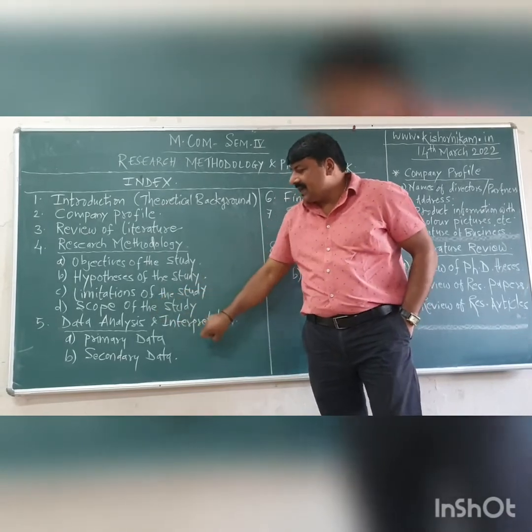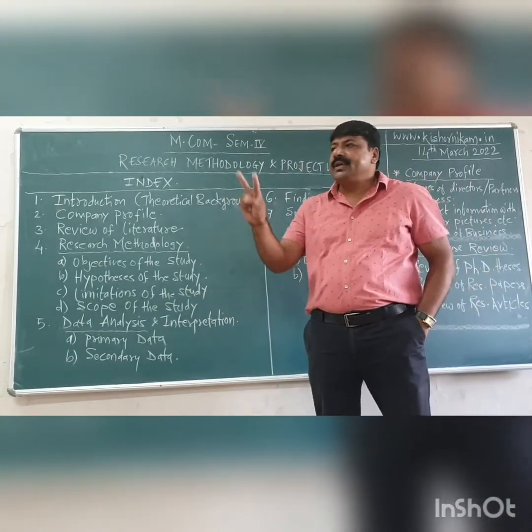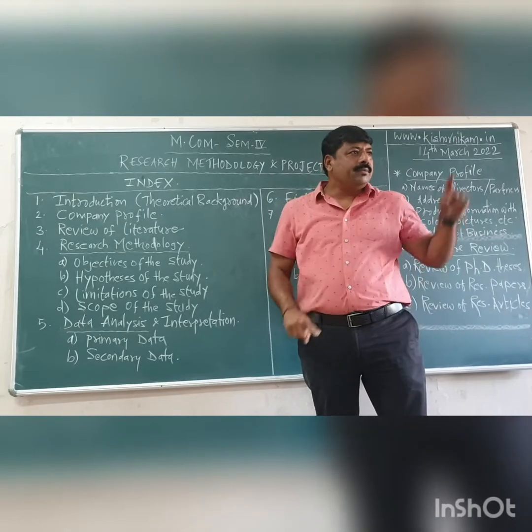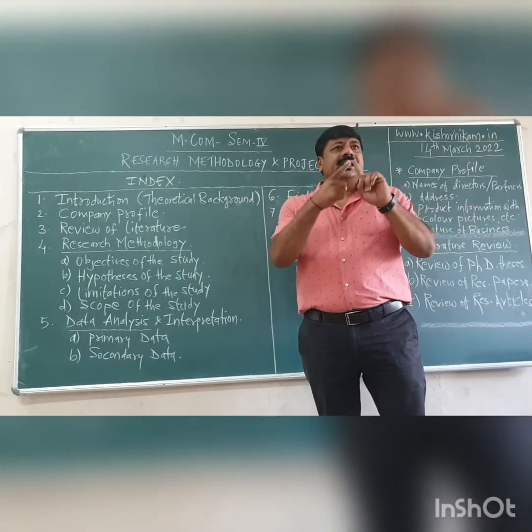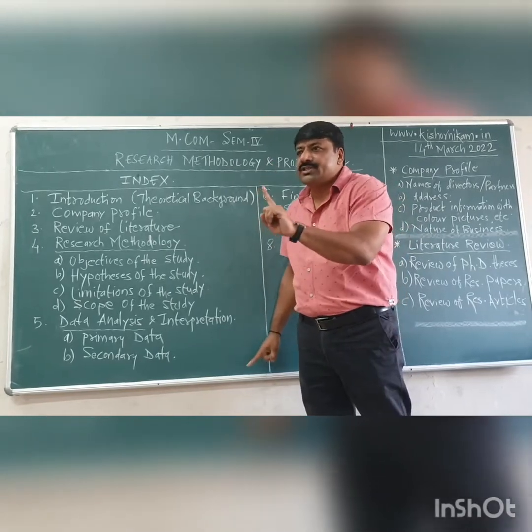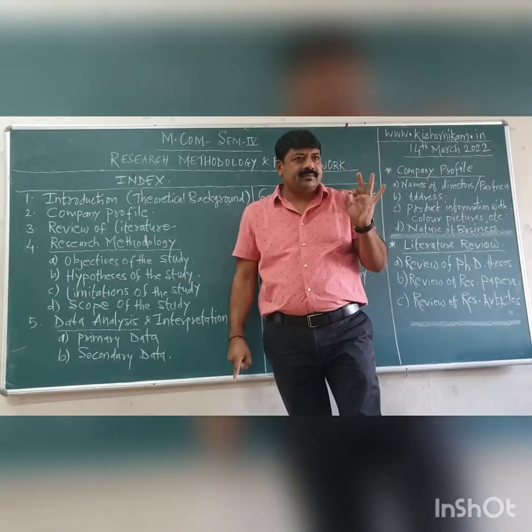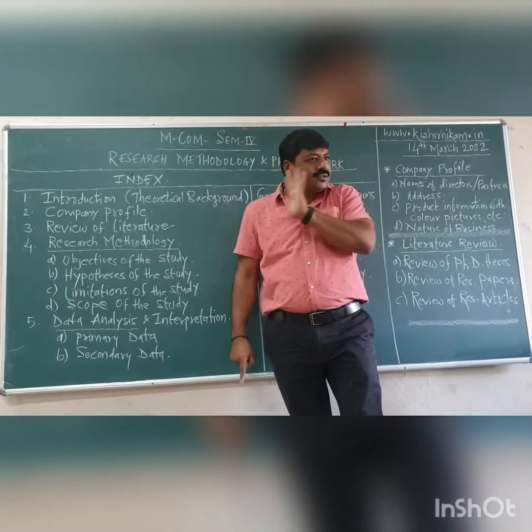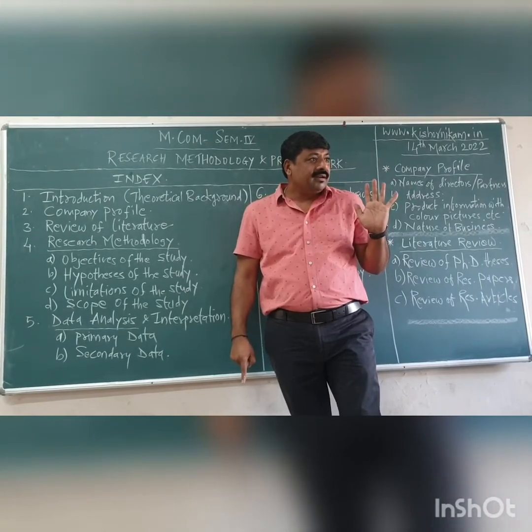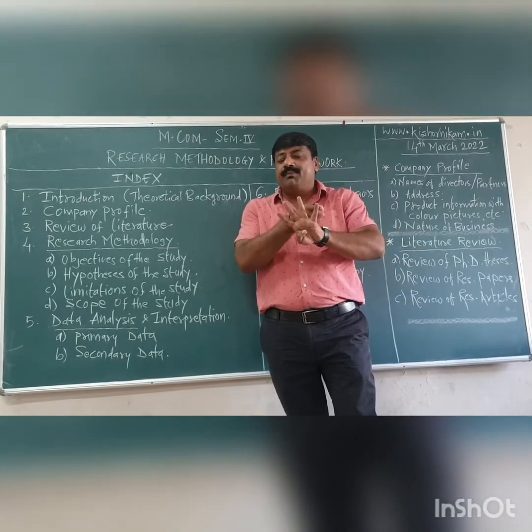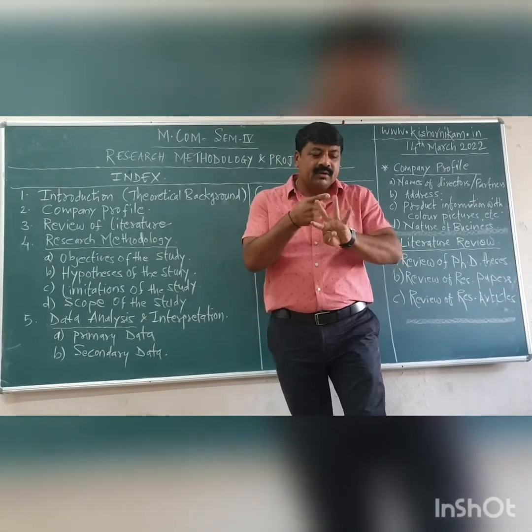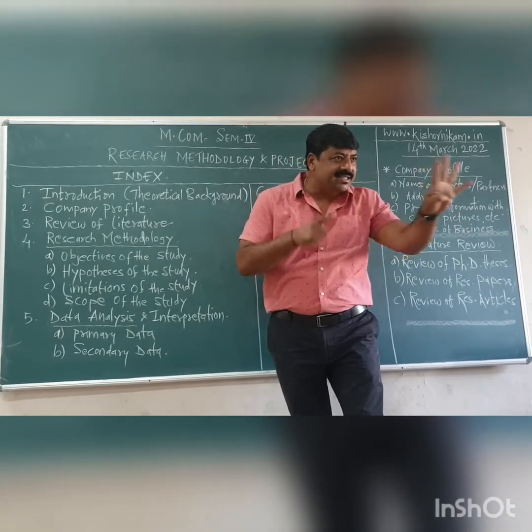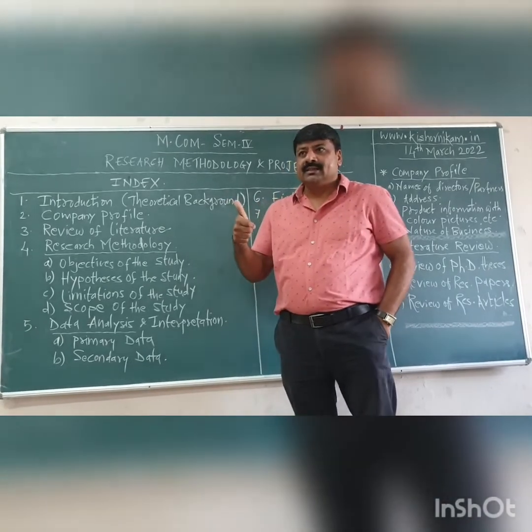Then comes data analysis and interpretation. Friends, data is of two types. One, primary data, focus. Primary data is what? The data which is collected by a researcher from field work, which is original data. It is not copied from anywhere. 4 methods are there for finding out primary data: questionnaire, interview, observation, and case study. These are the 4 methods.